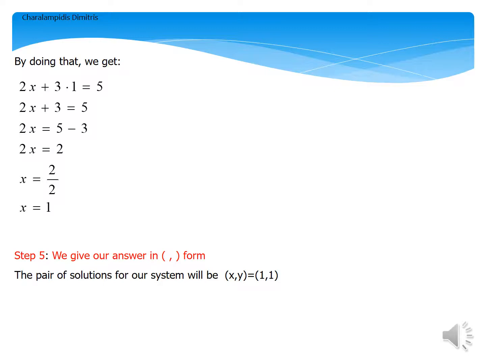In fifth and final step, we can give our answer as a point, as a pair of solutions. So, the pair of solutions for our initial system will be (1, 1). Otherwise, the solutions to the initial given system are x equals 1 and y equals 1.